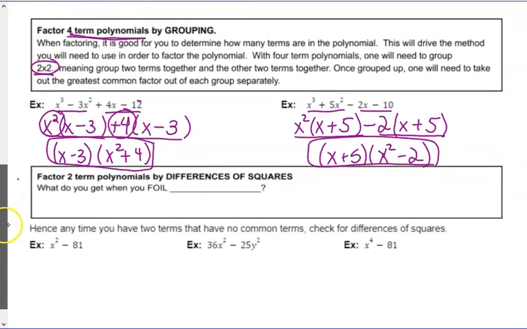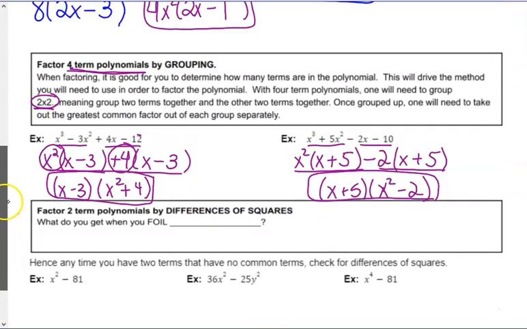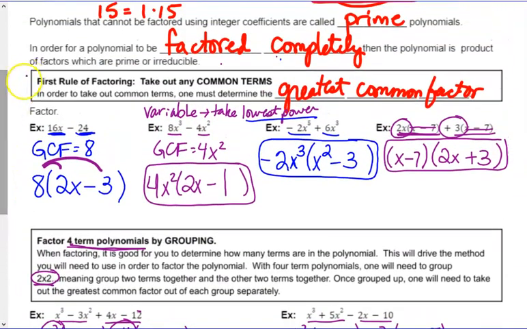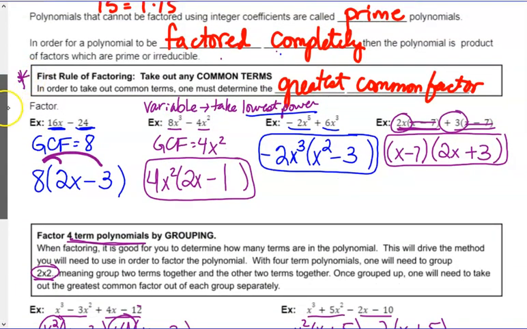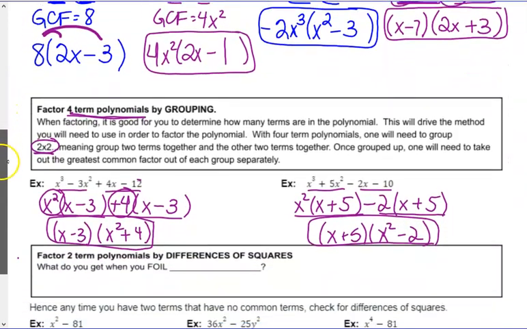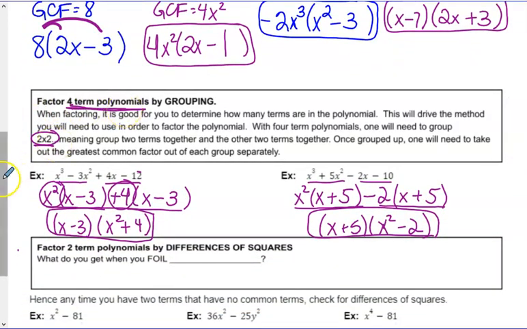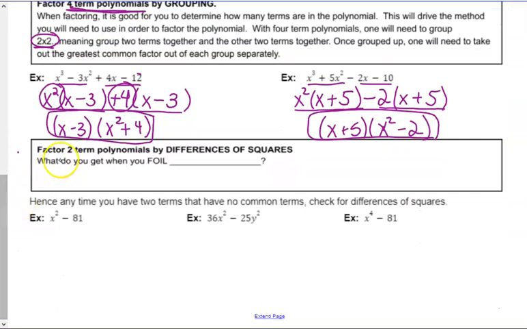Now, let's get into our first special case. So actually, first rule of thumb is to look at common terms. Then we're looking at special cases. This 4-term polynomial would be a special case. And then we're going to turn our attention to a 2-term polynomial that is referred to as the difference of squares. So what do you get when you FOIL a plus b times an a minus b?